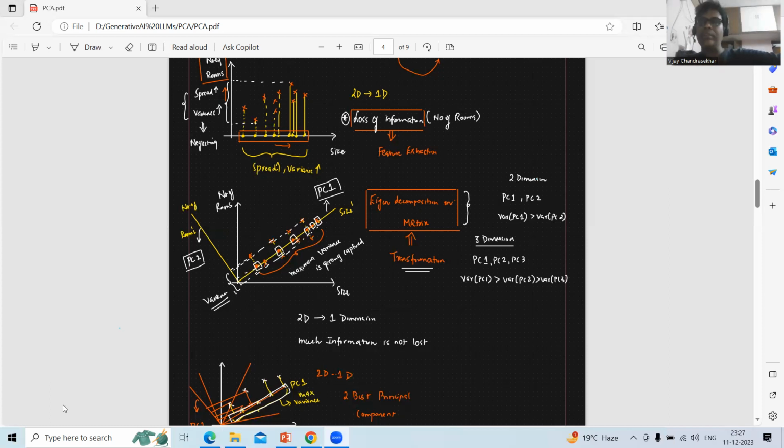Just to extend the conversation further, this was two dimensions, so we reduced it to one. Let us say you have more dimensions, say three dimensions that you wish to reduce to two. The way it will work is it will determine the size hat. This is one dimension. Then PCA will also determine another dimension, which will be perpendicular to size hat, which is what they're showing there.